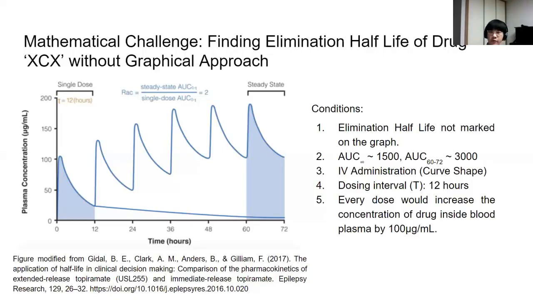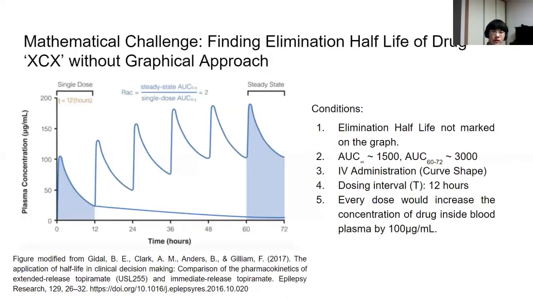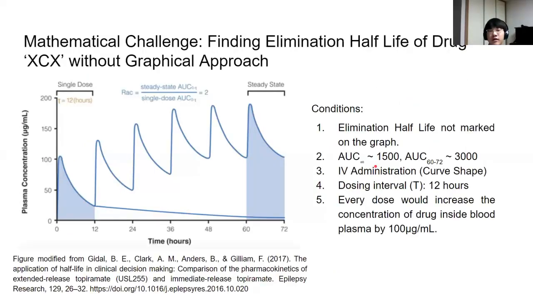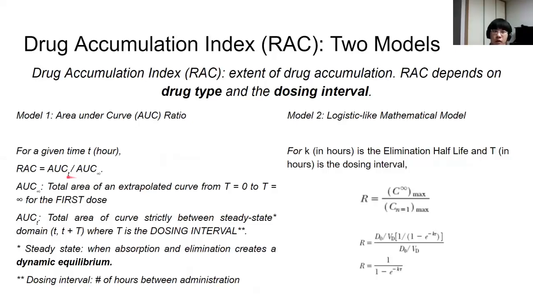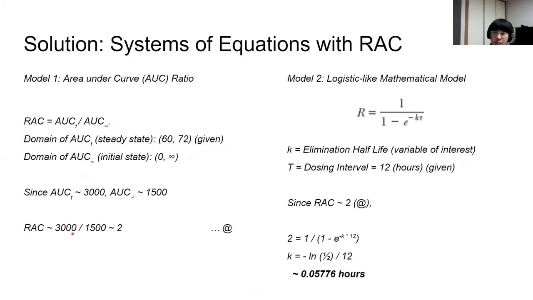Pause the video if you would like to try to solve this with these two equations that I've shown you. Okay, it's very simple. For the first one, we are already given two critical pieces of information. The area under the curve for the steady state is 3,000, and the area under the curve for the first dose is 1,500. RAC is the ratio between these two, so we calculate, and I purposely approximated for simplicity, and we see that RAC is around 2.